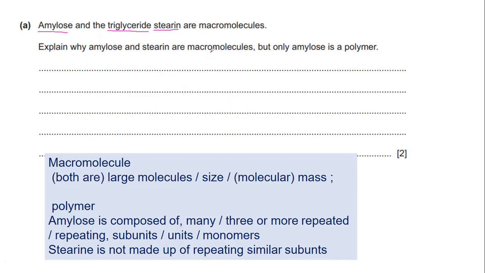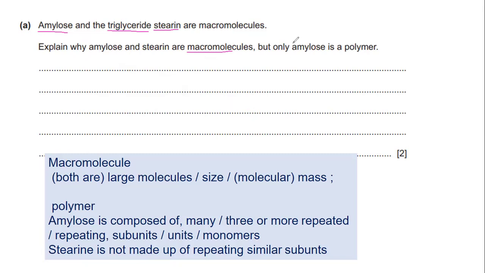Remember, this question has two things in one. We have to explain why it is called a macromolecule. Macro, because it is large. So you could simply say that amylose and styrene are large molecules. They are both large molecules. They are large in size, or they have a large molecular mass. Or you could say they are giant molecules. That is why they are called macromolecules.